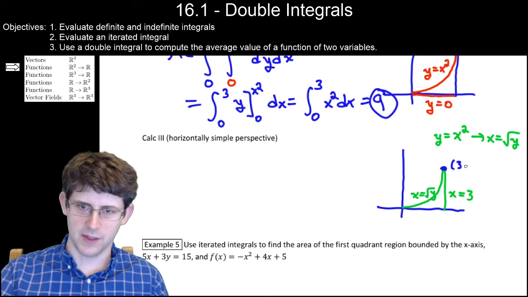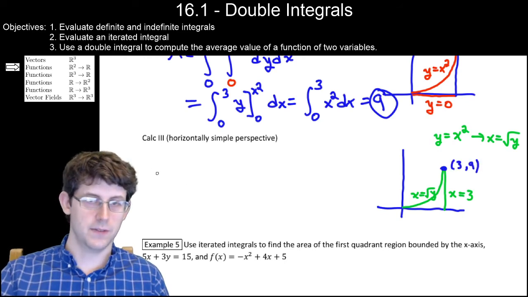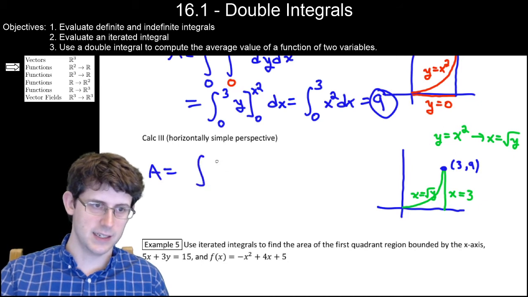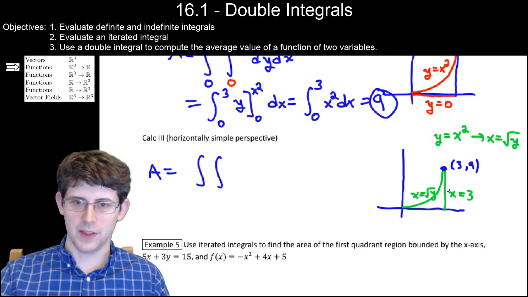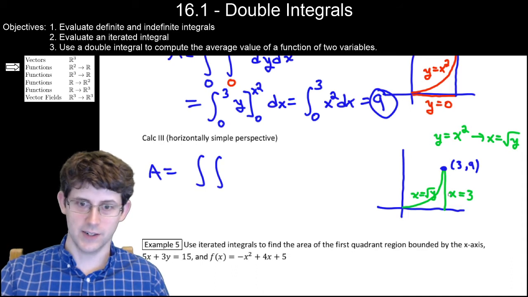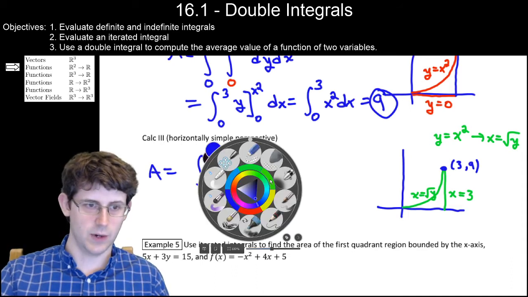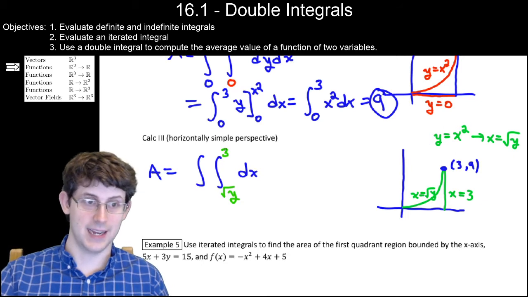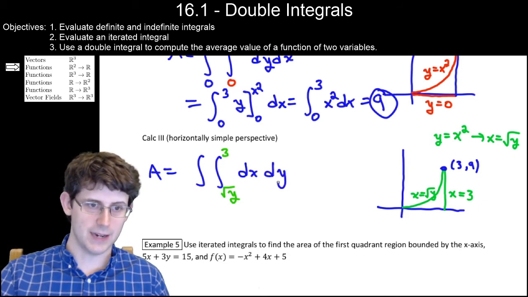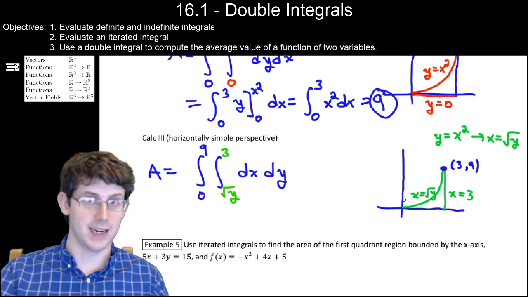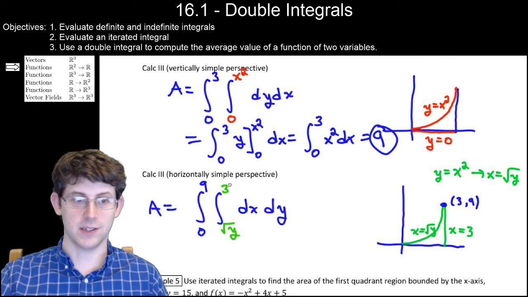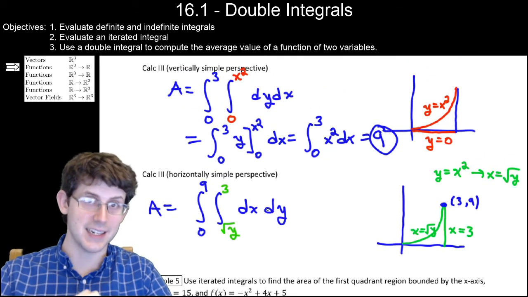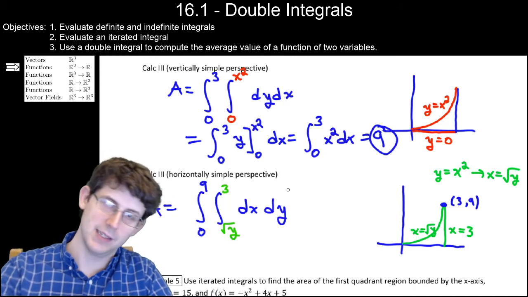What's this point up here? It's like 3, 9. So from this perspective, our area is going to be still an integral, but now the inner integral goes from the left side, square root of y, to the right side, 3. And those are x bounds. This is x equals square root of y up to x equals 3. And then the y bounds are on the outside. These will be the lowest y and the highest y. That's from 0 to 9. Notice that the integrals look extremely different, but they're calculating the exact same thing. Being able to switch between them is the goal of this section.